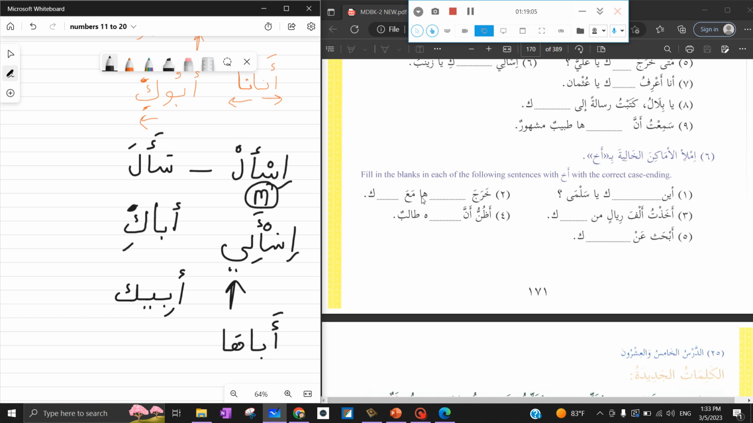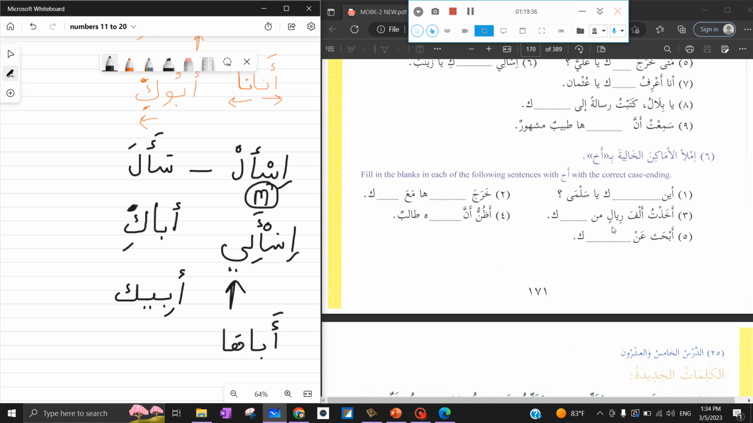Kharaja, fail, abuha ma'a. Now when there is kharaja, we need to fill with akh, so we will take kharaja akhuha, in a marfu case. Ma, we will fill with ab. So ma abika. Why? Because this is harf jar. Ma abika.